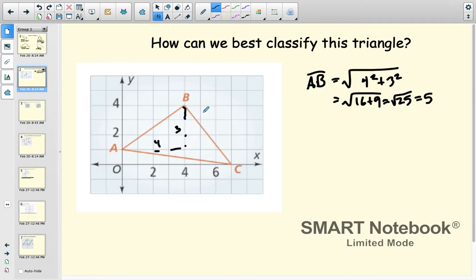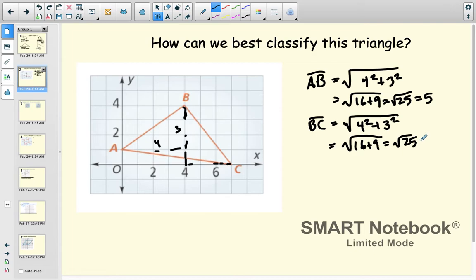All right, then we look at BC. BC goes down 1, 2, 3, 4, and then over 1, 2, 3. So BC is the same. We have the change in y in this case. It doesn't matter which one you write first because you're just adding. So you get 16 plus 9 equals the square root of 25. And then we have two sides equal, so we know that it is an isosceles triangle.